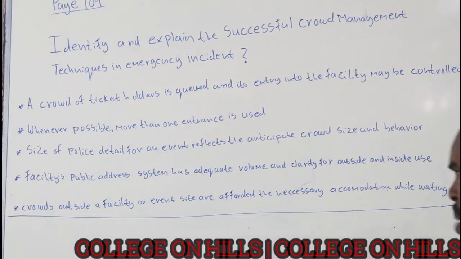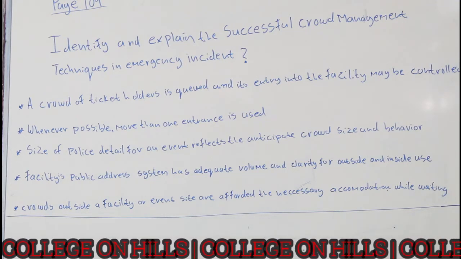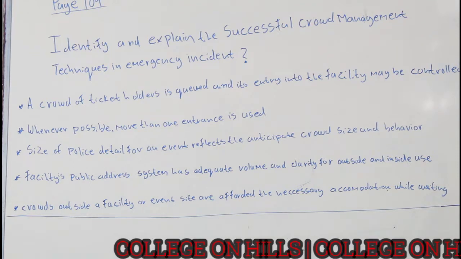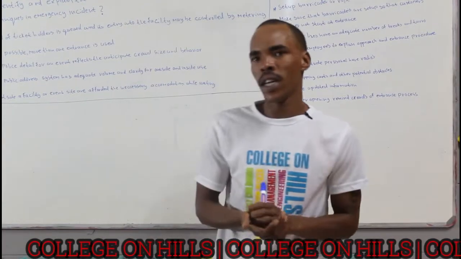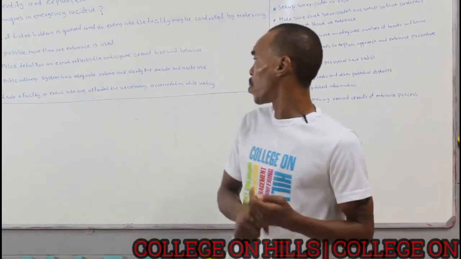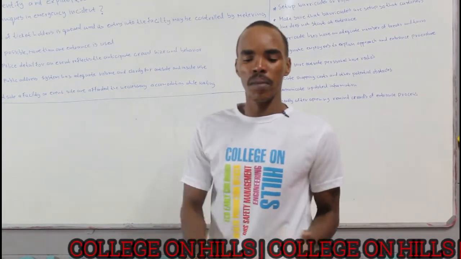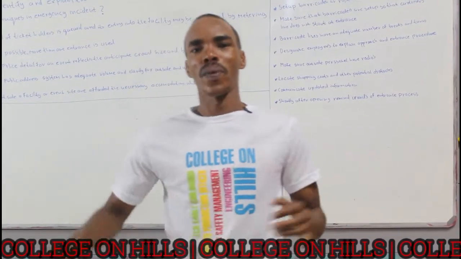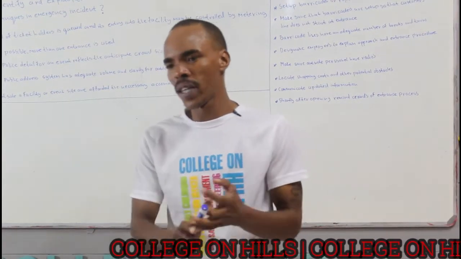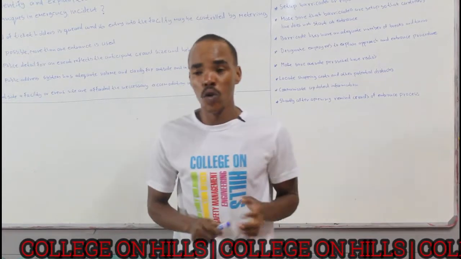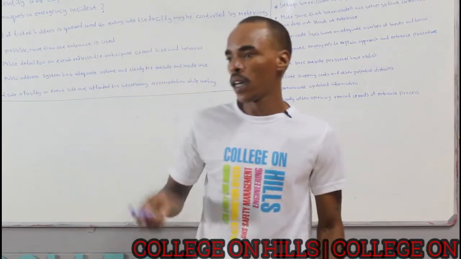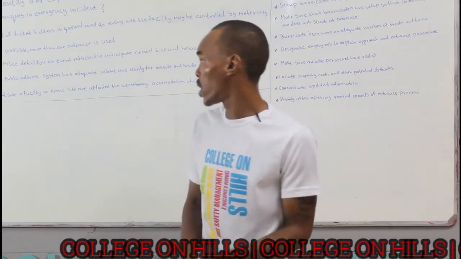facility's public address system has adequate volume and clarity for outside and inside use. So in a facility, there is inside and outside use. For example, outside use might be the shades that have been put in place, and maybe security that has also been put in place for anyone who might need assistance or might need a place to rest outside the place where we might be hosting the event.